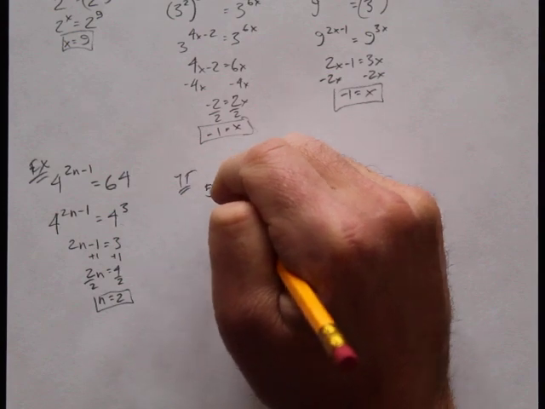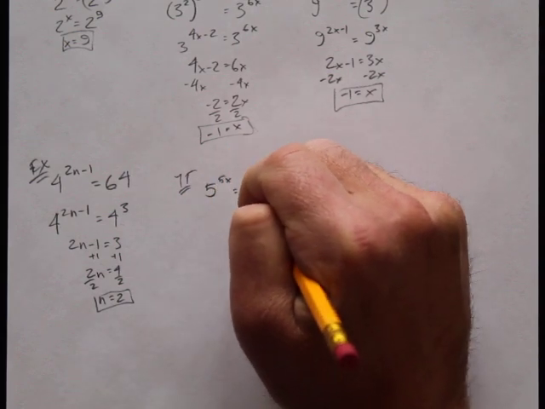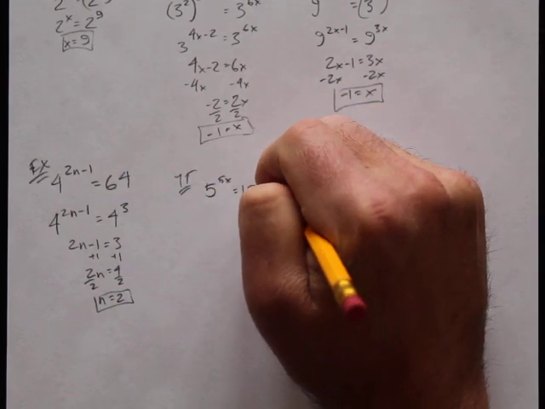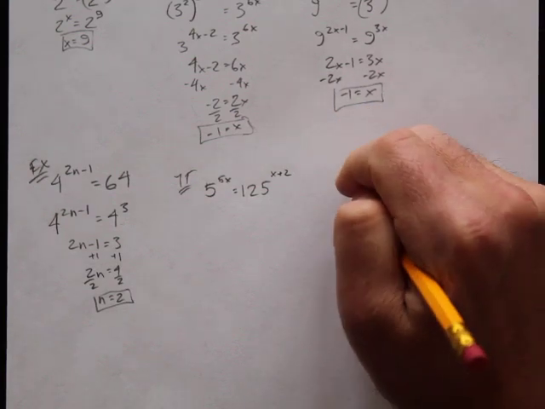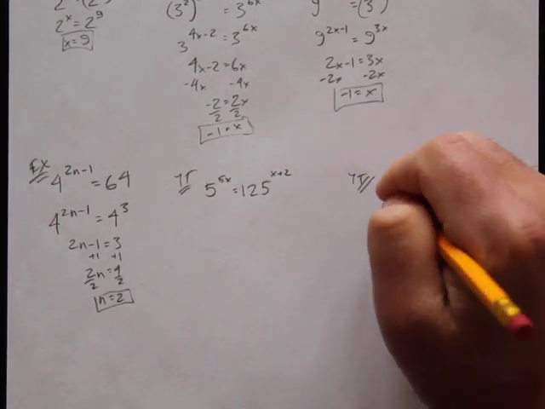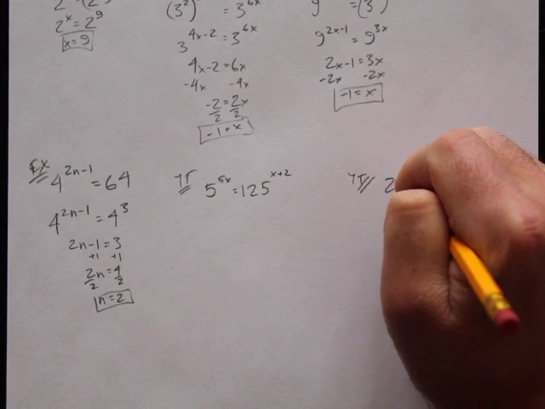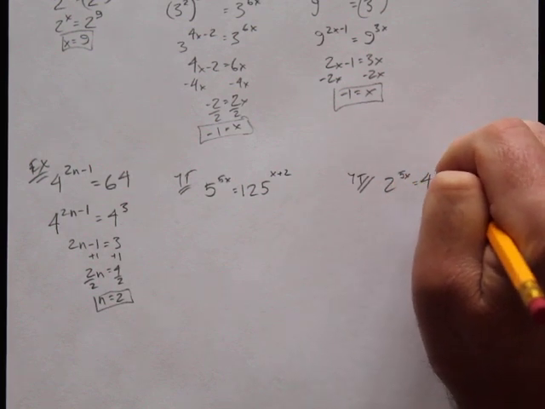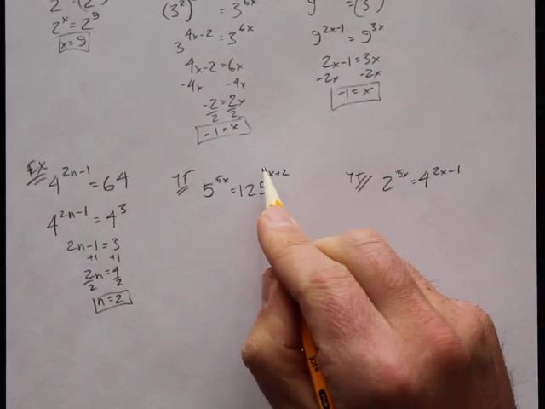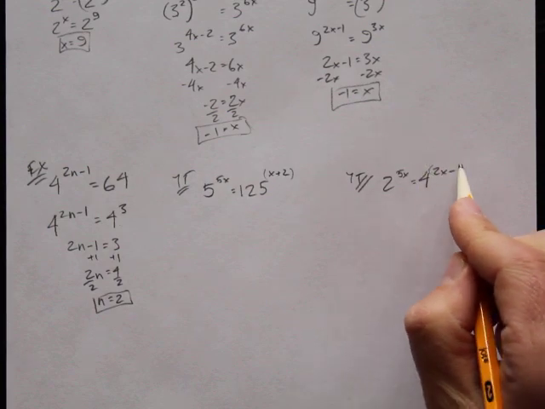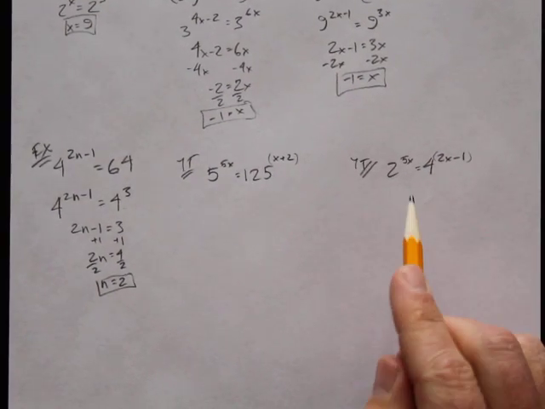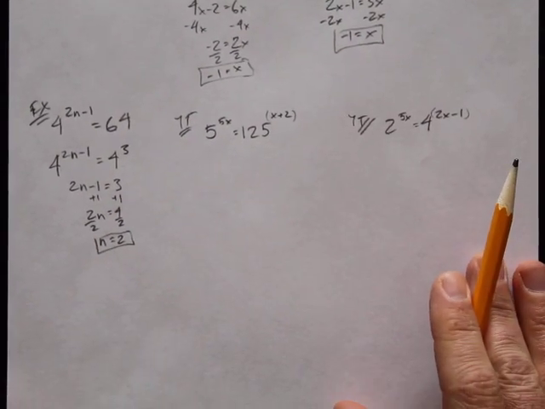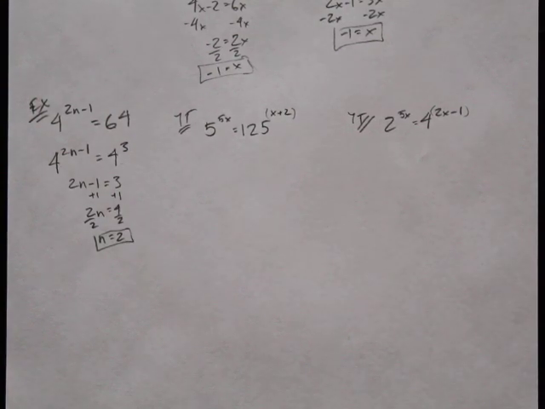All right, I'm going to give you 2 to do on your own. 5 to the 5x equals 125 to the x plus 2. And 2 to the 5x equals 4 to the 2x minus 1. Okay, so these we can put in parentheses if that makes it easier. All right, do those 2, and let's see how you do.